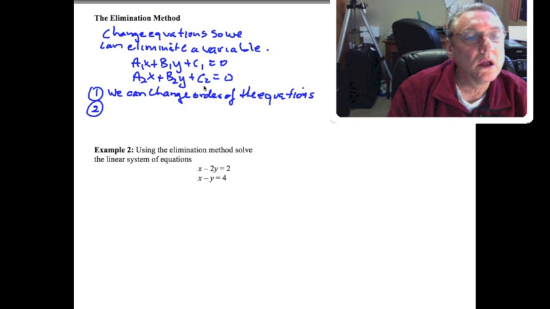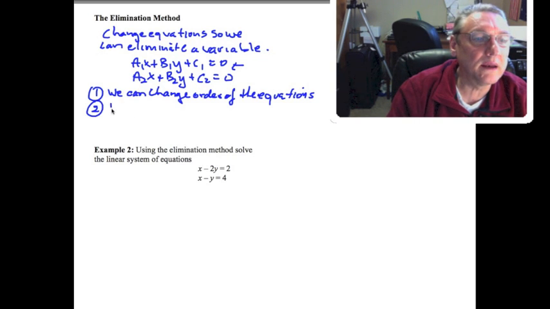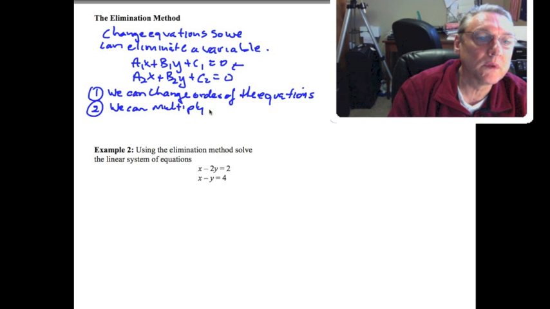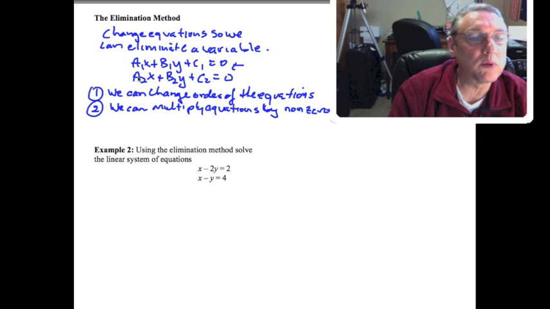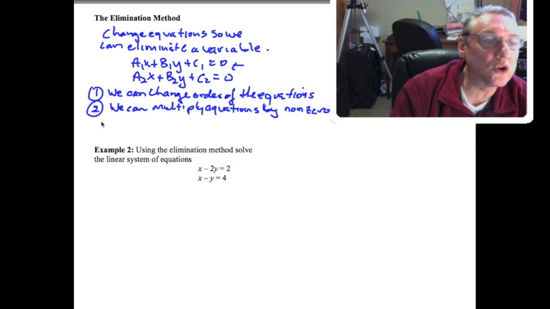Number two, if I was to multiply one of these equations through by 2, we would still have the same equation, it's just that the coefficients and the constant term here would be doubled. So the solution wouldn't change, and so we can multiply equations by non-zero constants. Now I say non-zero, because if we multiply through by 0, then we just have a 0 equation. That's not helpful at all.